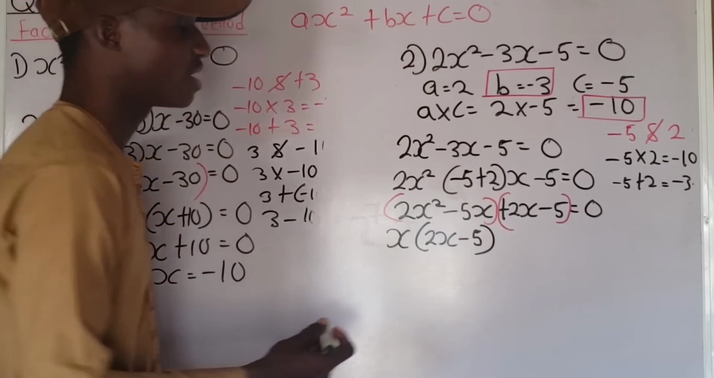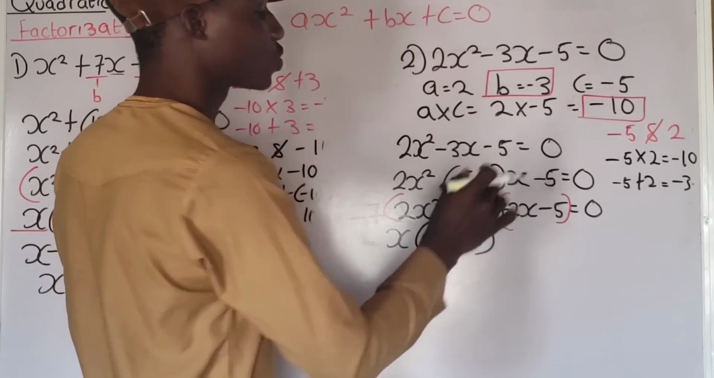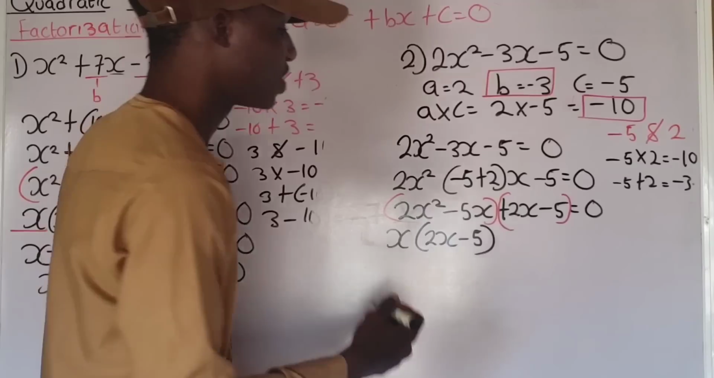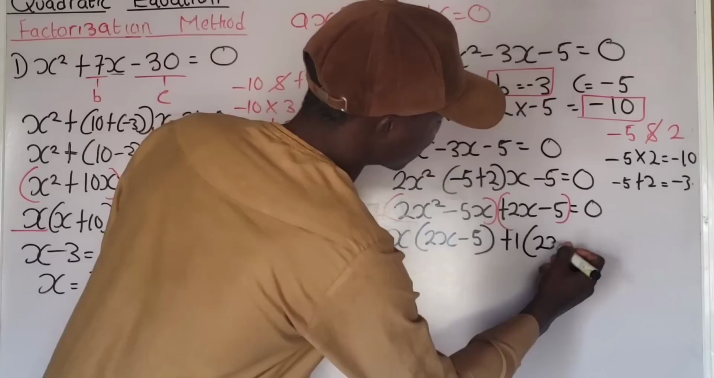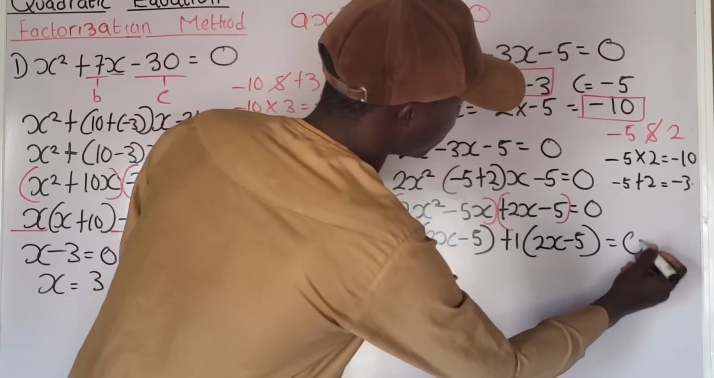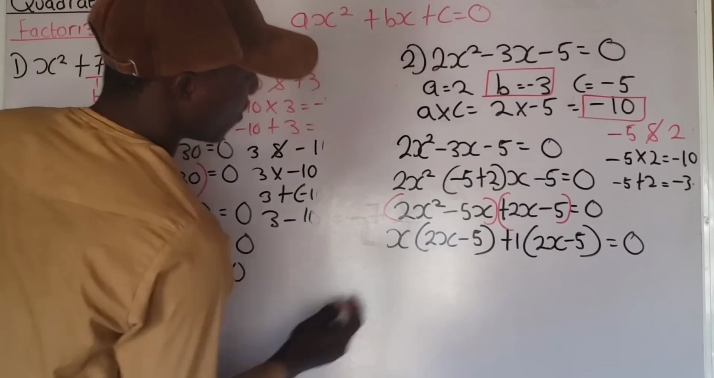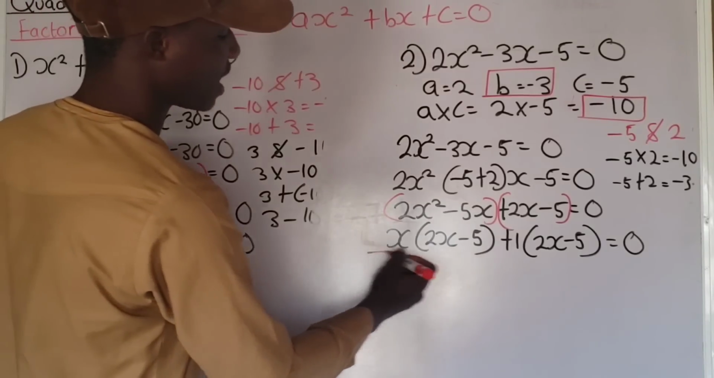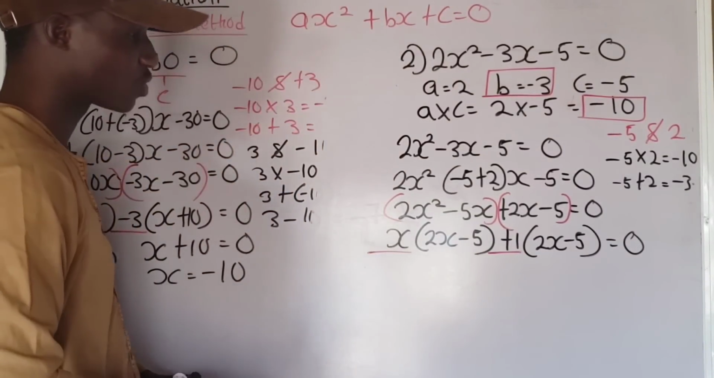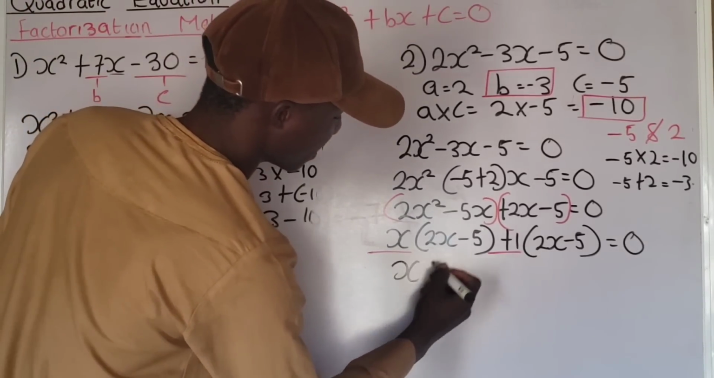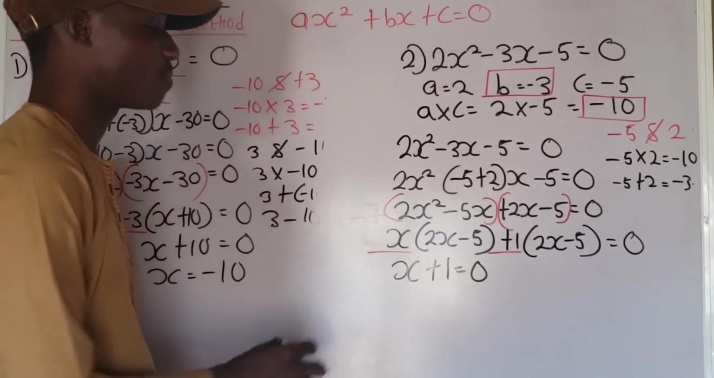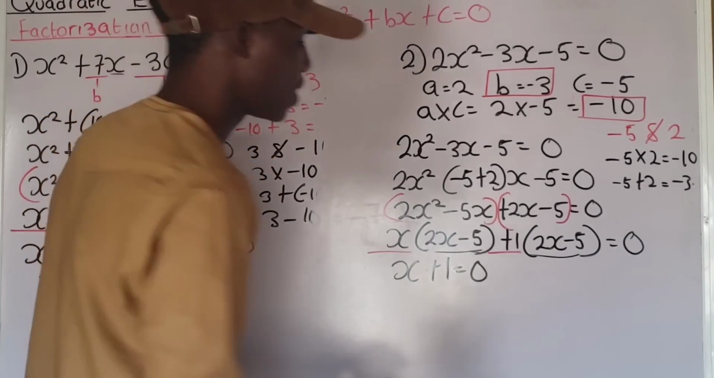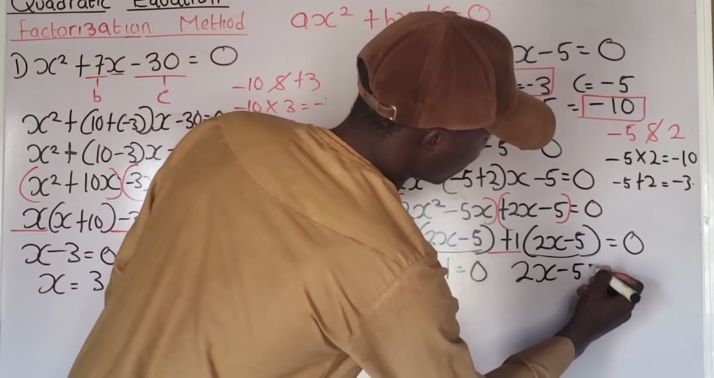Do you understand? Now, what is the common factor between plus 2x and negative 5? The common factor is 1. You understand? So I'm going to have plus 1 into bracket 2x minus 5, equals to 0. Now, the next step is that I'm going to take the terms outside the bracket and sum them together, this and this. So I'm going to have x plus 1 equals to 0. Now, I'm going to take one of these brackets and set it equals to 0 because I have the same contents now. So I'm going to have 2x minus 5 equals to 0.